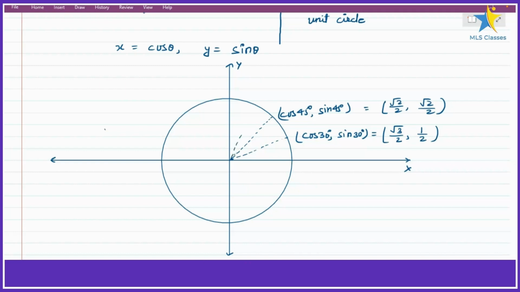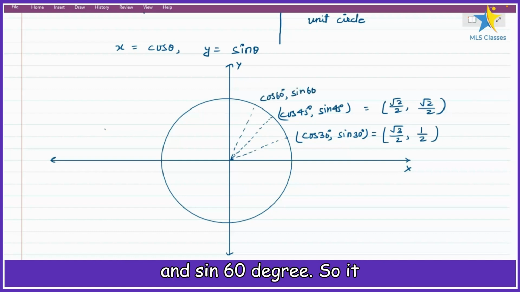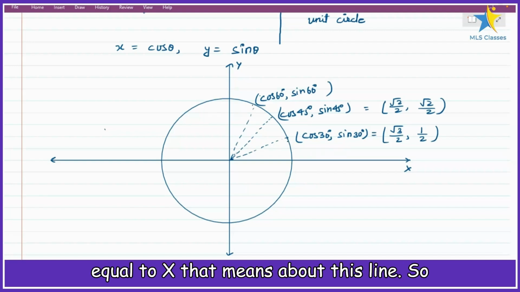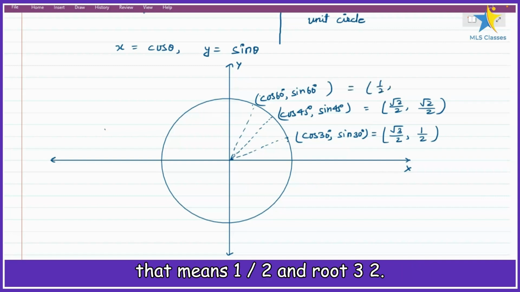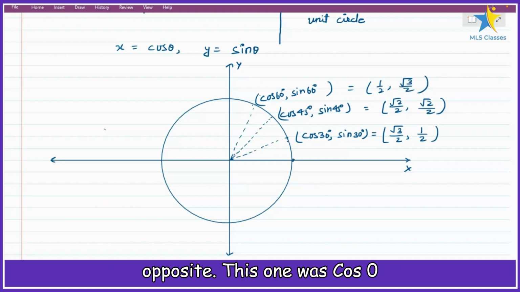Then 60 degrees. Here we will be writing cos 60 degrees and sine 60 degrees. These two are images of each other about the line y equal to x, that means about this line. So here we will be getting just the opposite, that means 1 over 2 and root 3 over 2. Now from here on everything will be opposite. This one was cos 0, sine 0, so that is 1 comma 0. And at this position it will be 0 comma 1.